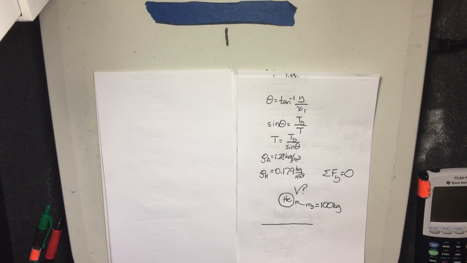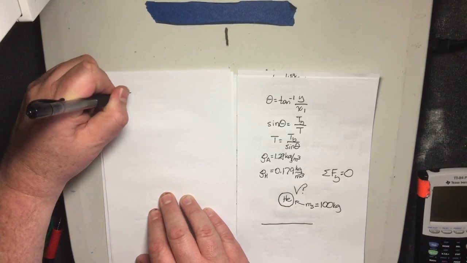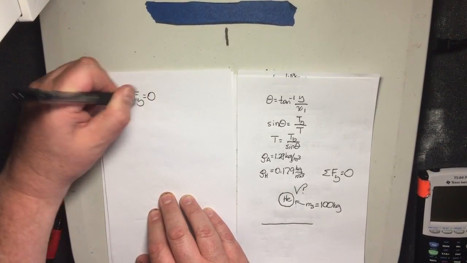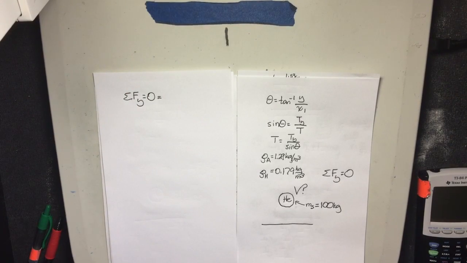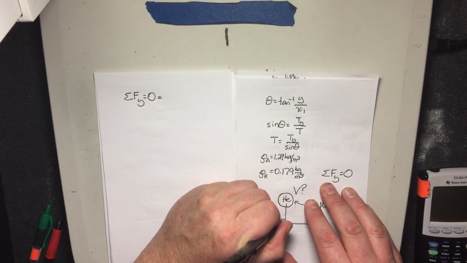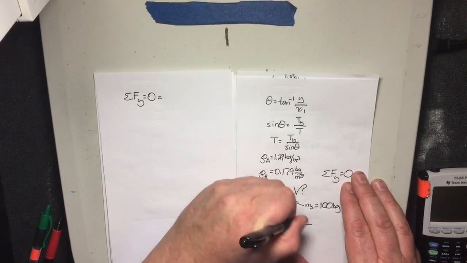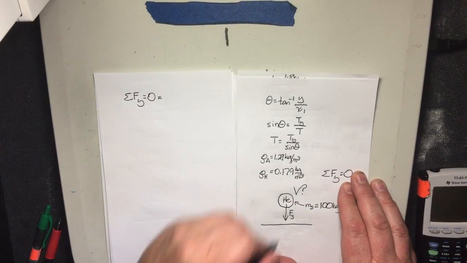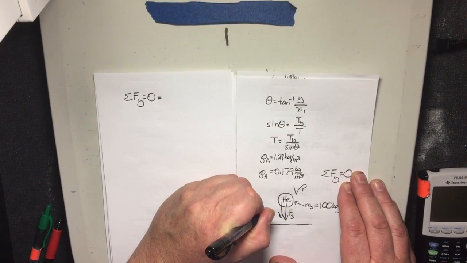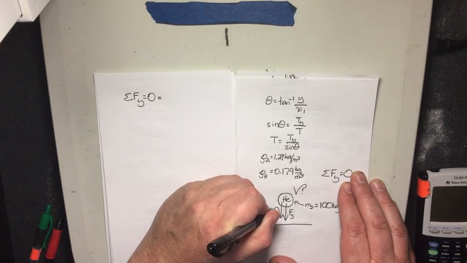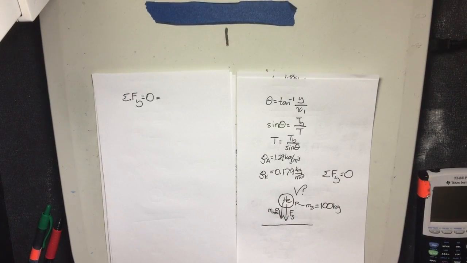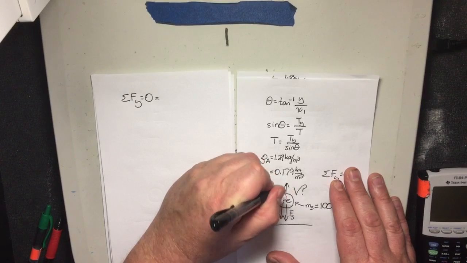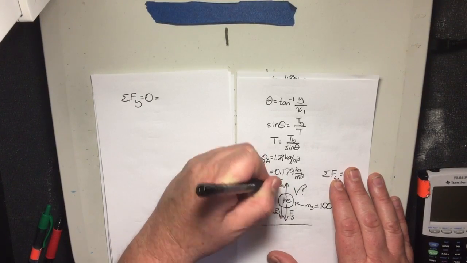But we have the best information of all, that it's not doing anything. It's in translational equilibrium. The sum of the forces in the vertical are equal to zero. Well, what are those forces? There is the force of the shell pulling down. There's the force of the mass of the helium times gravity pulling down. And then we have the buoyant force pulling up.